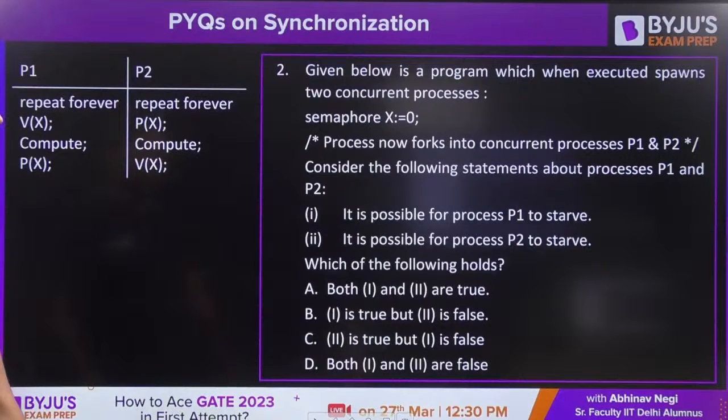So the first statement is: it is possible for process P1 to starve. Second is: it is possible for process P2 to starve. Which will be the correct answer here? Which statement is true and which one is false? Or both true, both false?